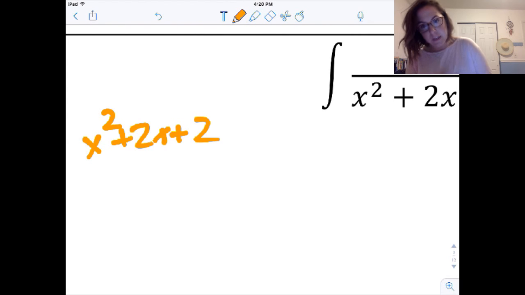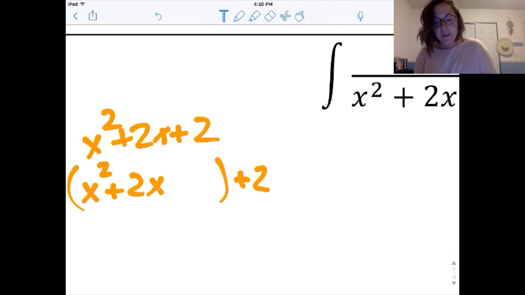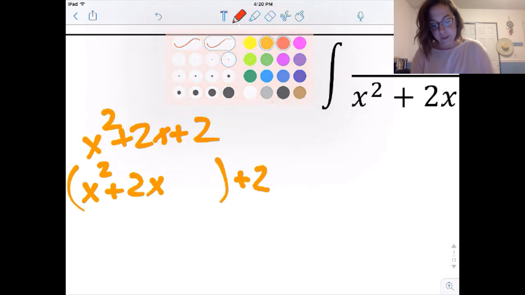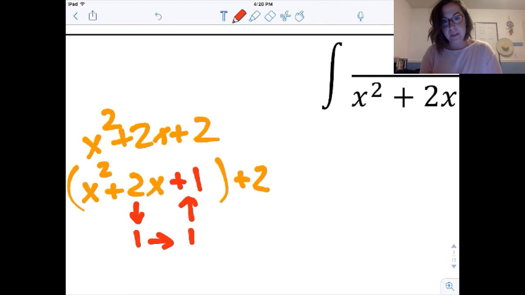Completing the square, first of all, I'm going to group this. I always leave a blank there, and I put the plus 2 on the end. When I complete the square, I actually draw a little square just to remember what I'm doing. Half of this is 1. Square that, it's 1. So I'm going to add 1 in there. That's my completed square. Now, if I add 1, I also need to subtract 1 to keep that balanced.